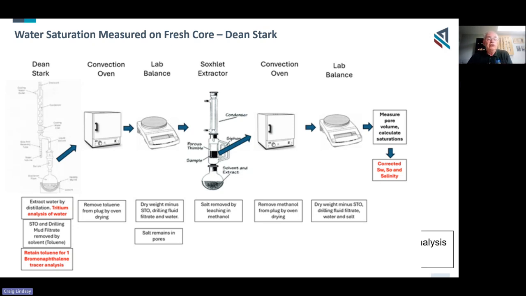The Dean Stark consists of the distillation process, where we distill the water out of the core and collect it, and we adjust the volumes to take account of the actual brine in the reservoir, because we collect distilled water in the lab. Then we measure a pore volume on the core sample and use that to calculate a fraction of that pore volume, which is the water saturation, and we apply corrections for salinity and formation volume factor and also overburden.